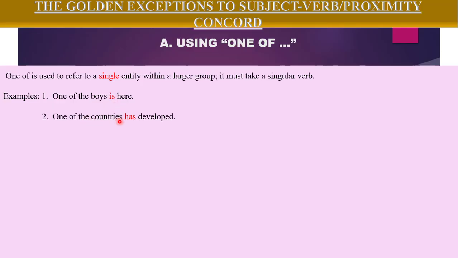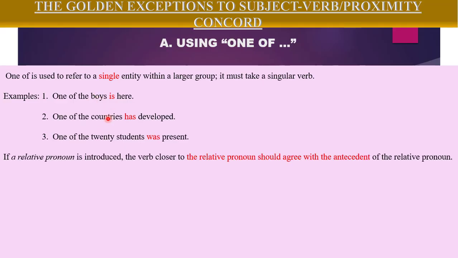One of the countries has developed. One of the 20 students was present. However, sometimes you can have a relative pronoun coming after the larger groups. If that happens, then the verb closer to the relative pronoun should agree with the antecedent of the relative pronoun.